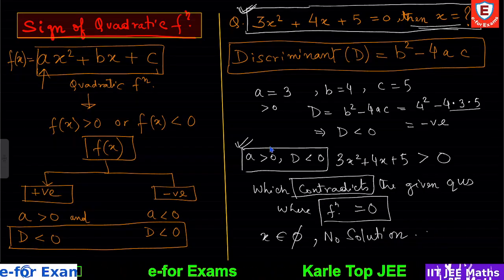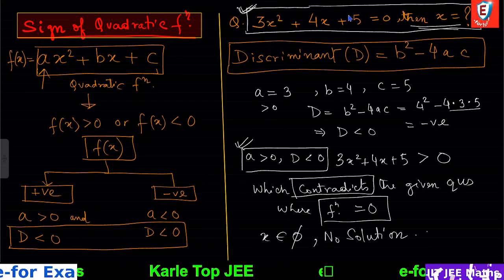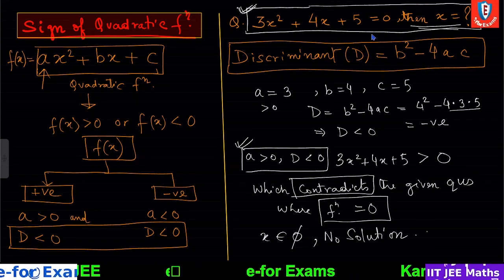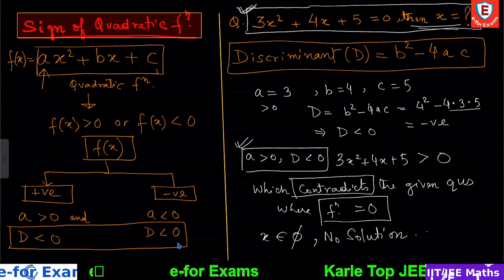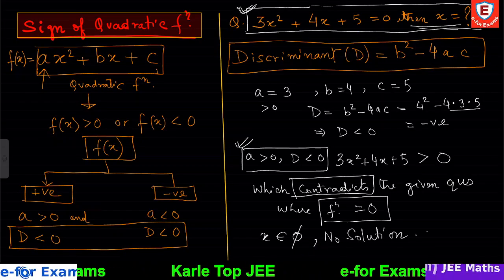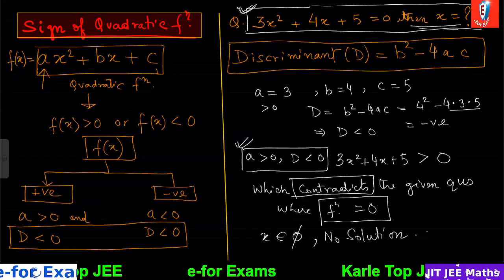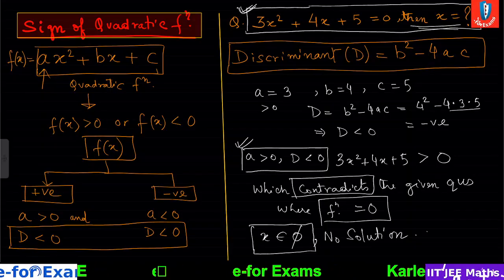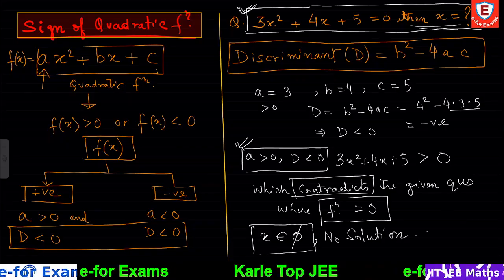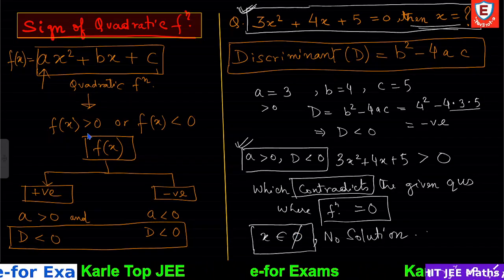Got it? Here see, a is positive and d is negative. This means the entire quadratic expression must be greater than 0. By question it is given as 0, which is not possible. So the solution is x belongs to phi. Got it? Okay, let's go to the next question. This one you understood, right?